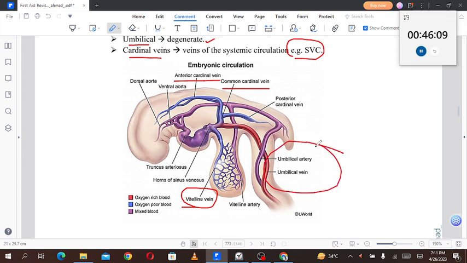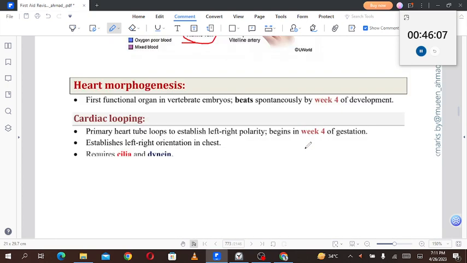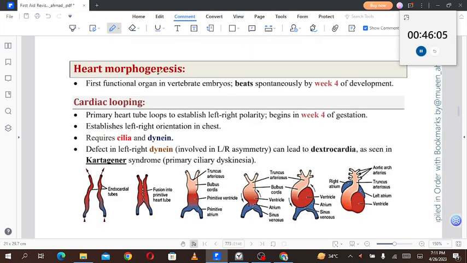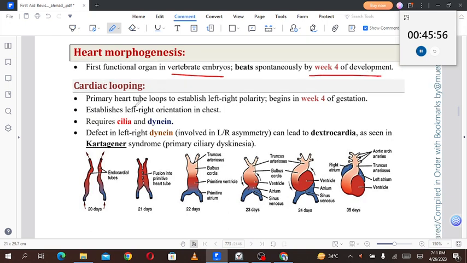These umbilical veins and even the umbilical artery undergo degeneration. Heart morphogenesis: the first functional organ in the vertebrate embryo is the heart. It beats spontaneously by week 4 of development. Cardiac looping: how does that take place?